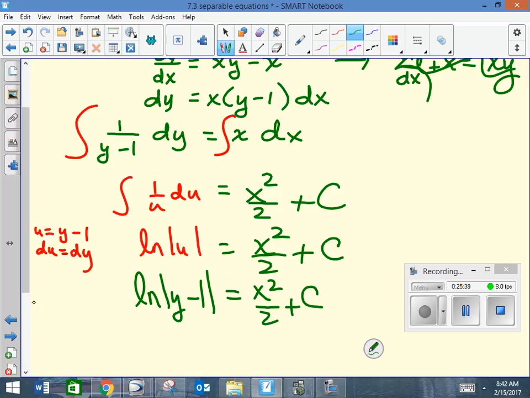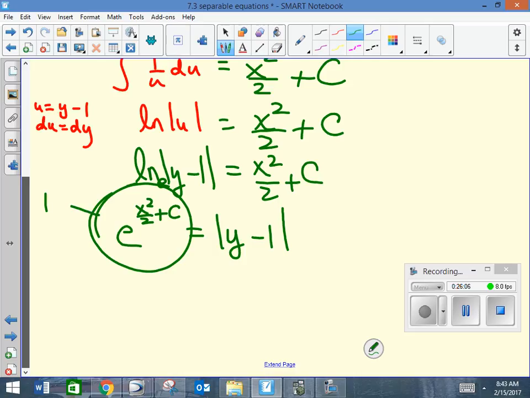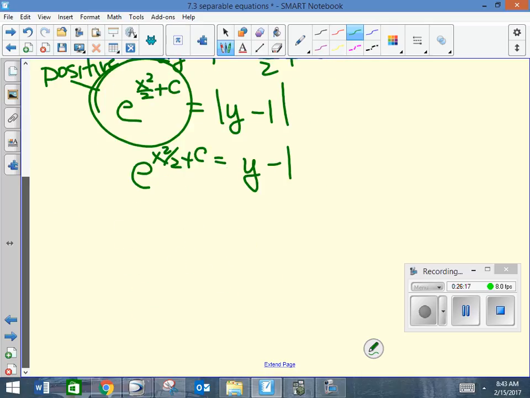Do the e power. Good job. There's an e right there. e to the x squared over 2 plus c equals absolute value of y minus 1. Okay? Now, what do we know about e to any power over here? Just generically, what do we know? Thank you, Hannah. Good job. It's going to be positive. So then we can drop off our absolute value bars. Because if we couldn't drop them off, we'd be like, what are we going to do with that?